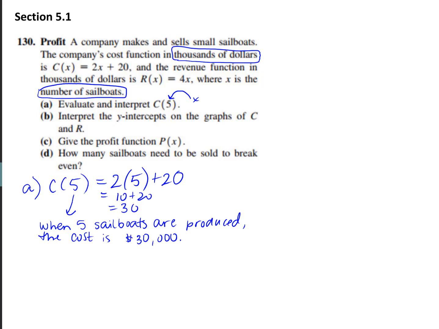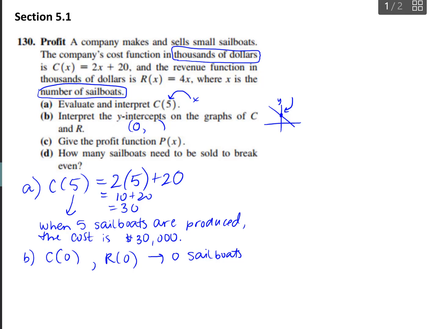All right, for part B, it says interpret the y-intercepts on the graphs of C and R. So you do not actually have to graph this. For a y-intercept, you just have to remember that you're looking at the place where the x value is 0, right? A y-intercept on a graph, for instance, a linear graph, is where the graph crosses the y-axis, and it always crosses at a place where x is 0. And so what we're looking at for part B here is really just interpreting C of 0 and R of 0 when no sailboats are produced. Essentially, this would be like an initial cost, a setup cost, and then some sort of initial revenue, which theoretically would be 0 because you only really make revenue when you sell things.